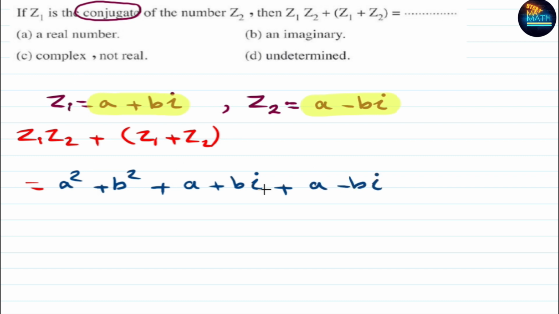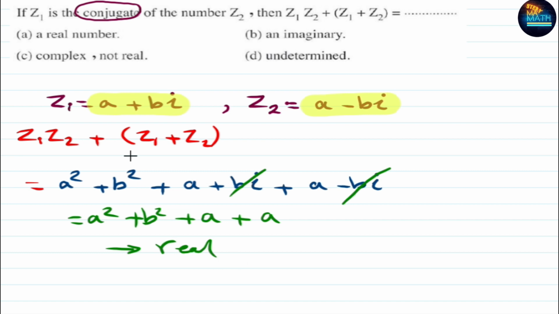Now you have bi and negative bi, so they cancel each other out. So the answer is a squared plus b squared plus 2a, and that's all a real number. There is no imaginary part here, so the answer will be a real number.